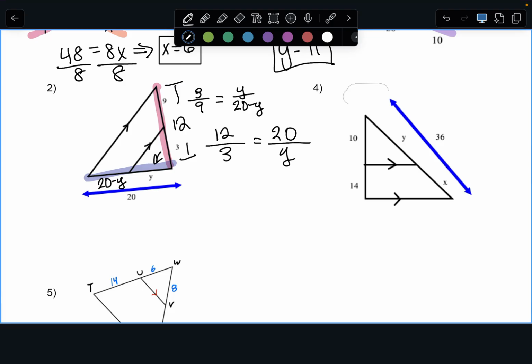You could do it part over part equals part over part. But if they give you the whole, you can also do whole thing over one of the parts is equal to the whole thing over the other part. Okay? But we solve it the same way. We cross multiply. 20 times 3 is 60. 12 times y is 12y. And then we divide by 12. And we get 5. Questions on that one?